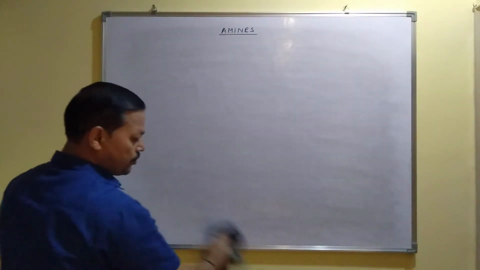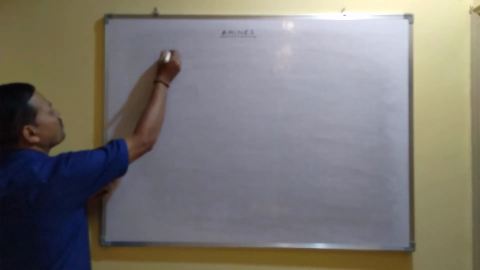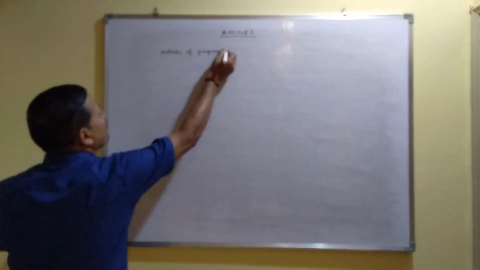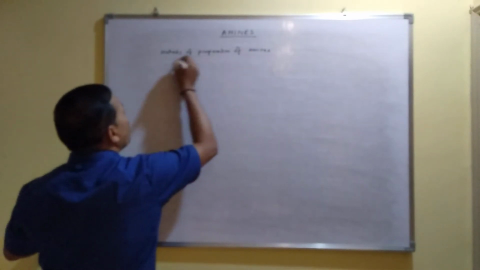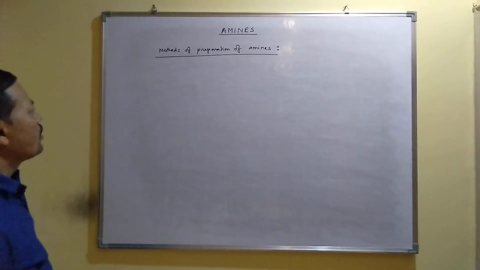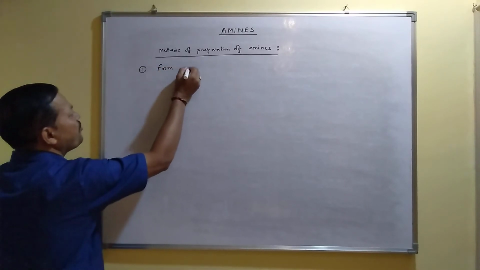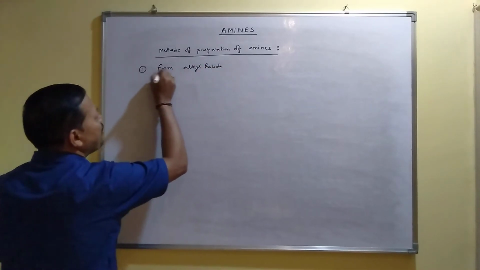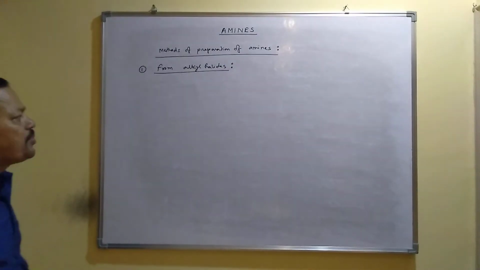Now we will move to the methods of preparation of amines. How to prepare the amines in the laboratory. Method number 1, from haloalkanes, I mean from alkyl halide. Alkyl halide or haloalkanes, both are the same. Alkyl halide is the common name, haloalkane is the IUPAC name.